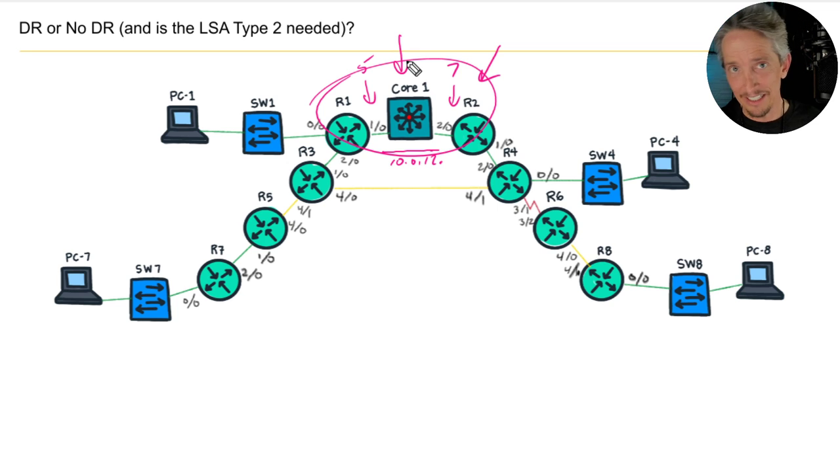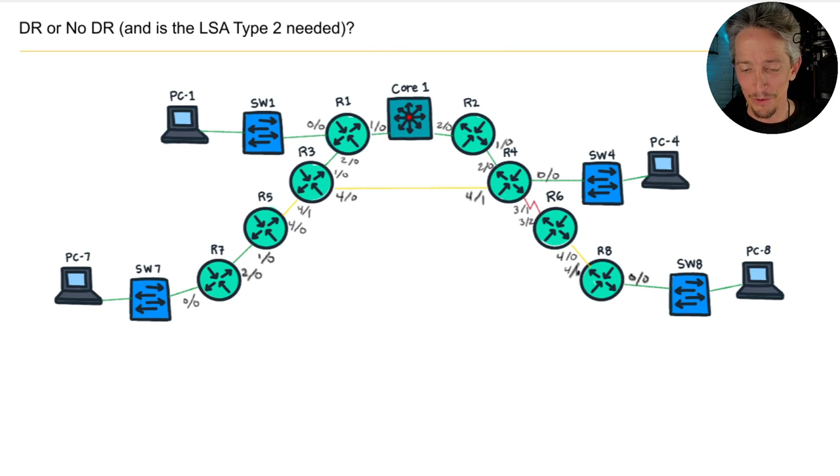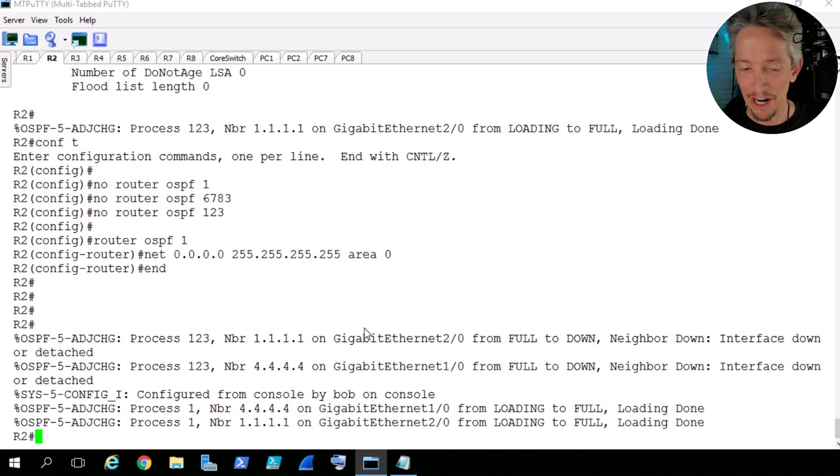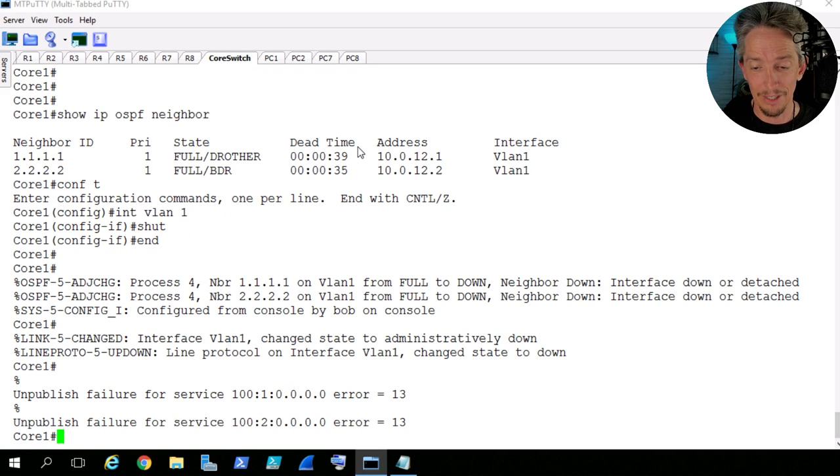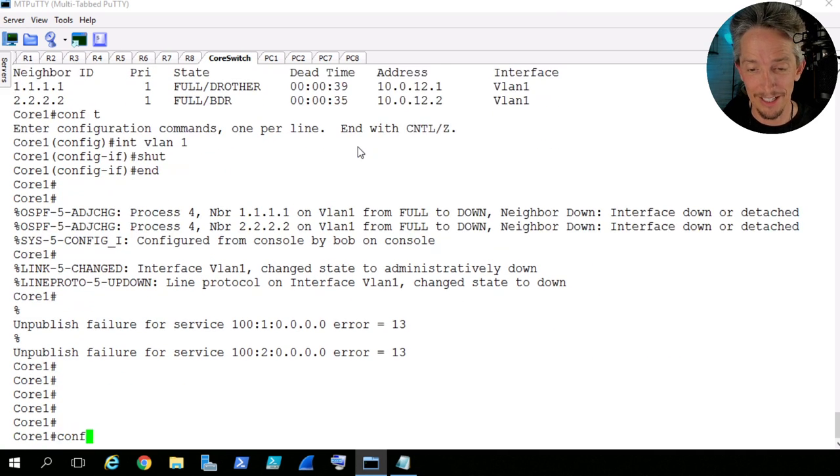And core 1 is just going to sit there because I disabled the VLAN 1 interface, so it's not going to participate at all. But actually, we could bring him up because if we bring him up, his default priority is 1 as well. We might have time. It's a race to the CLI. Oh, we're too late. They're already fully adjacent. But if we'd gone to core 1 and we brought him up, or if we bring him up now. Oh, that's nice.